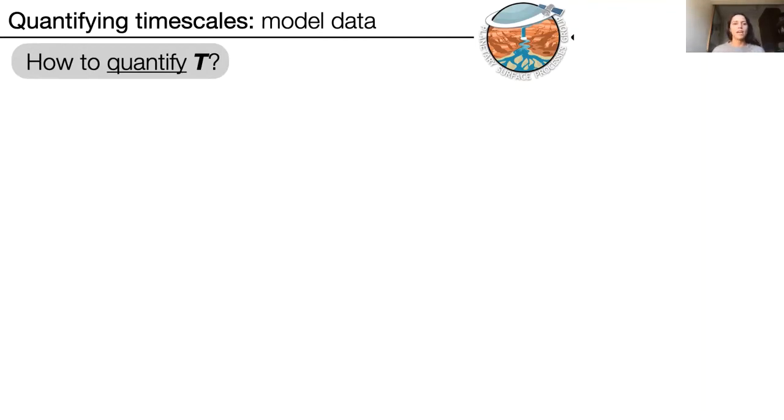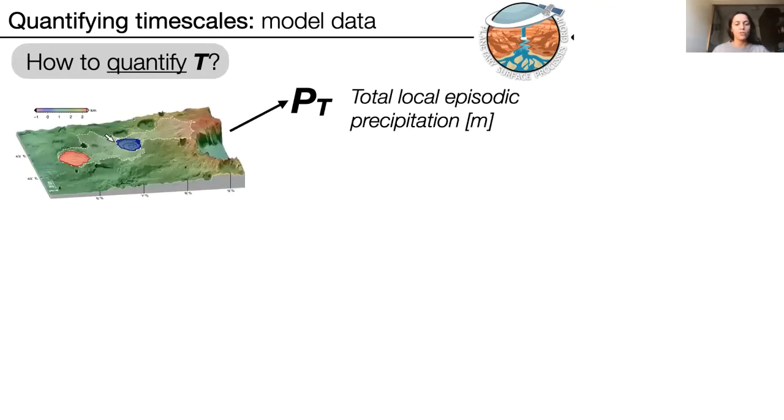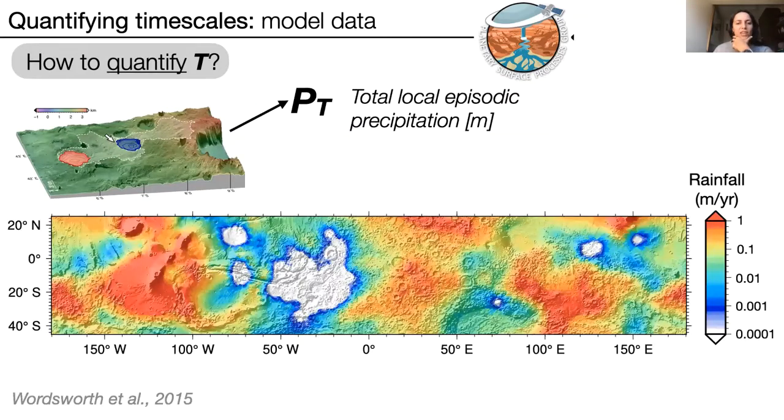But how can we go about actually quantifying the duration of this runoff episode T on Mars? And so here I show a simple way that we can tackle this. First of all, we have the precipitation amounts for our lake basins, which are determined by their sizes. And second, another constraint we have is actual precipitation rates from global climate models on Mars. So this one, for example, is from Robin Wordsworth in his 2015 paper, and it's basically just the spatial distribution of rainfall across all of Mars.